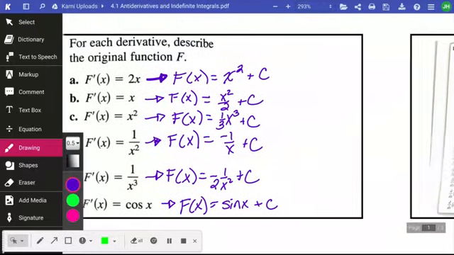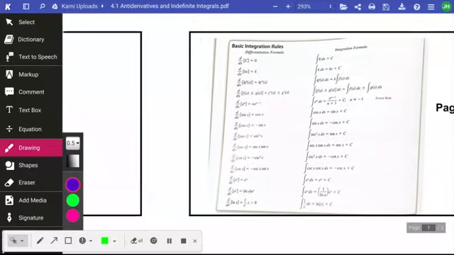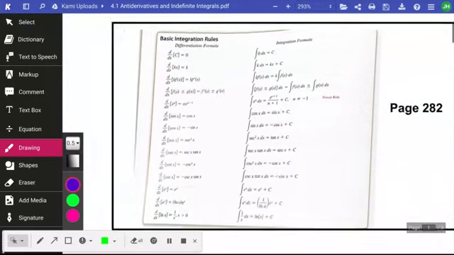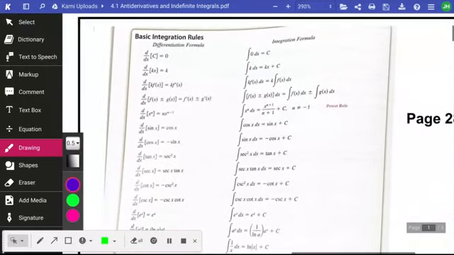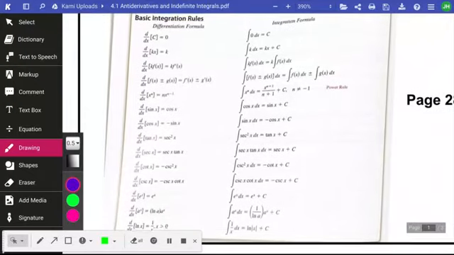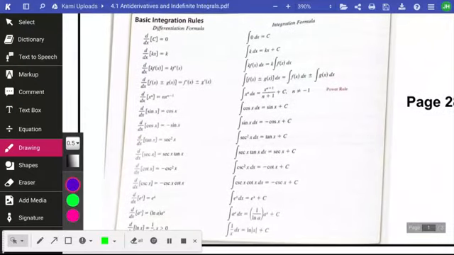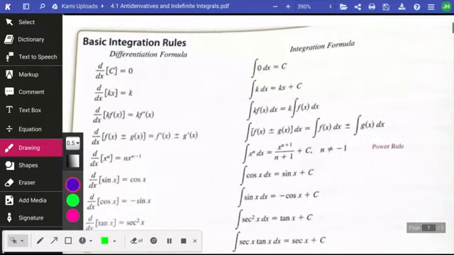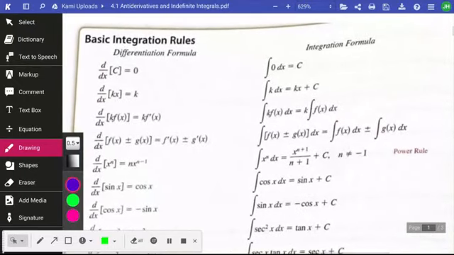Oh, not scrolling down, scrolling over. All right, so I put the page number of this on purpose. Here is all of your antiderivatives for the most, probably that you just ever need to know. But I kind of want to look at these. So they gave you the differentiation on the left, and then they gave you the anti-differentiation, also known as integration.